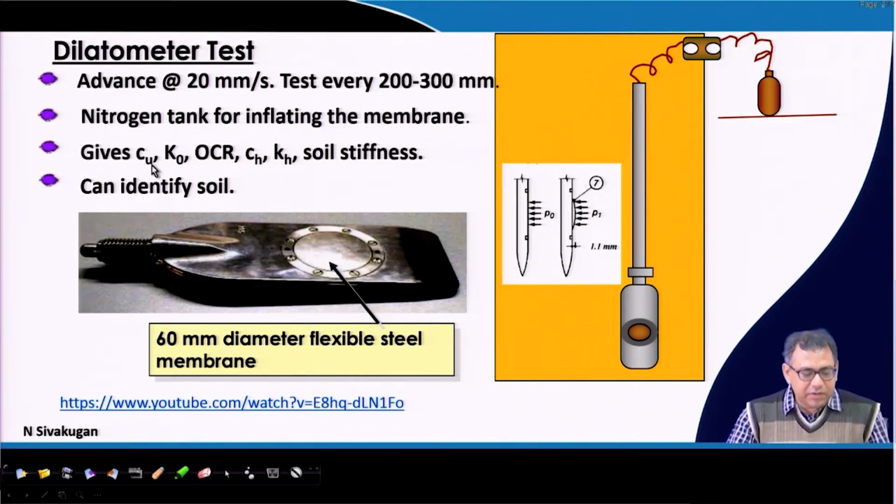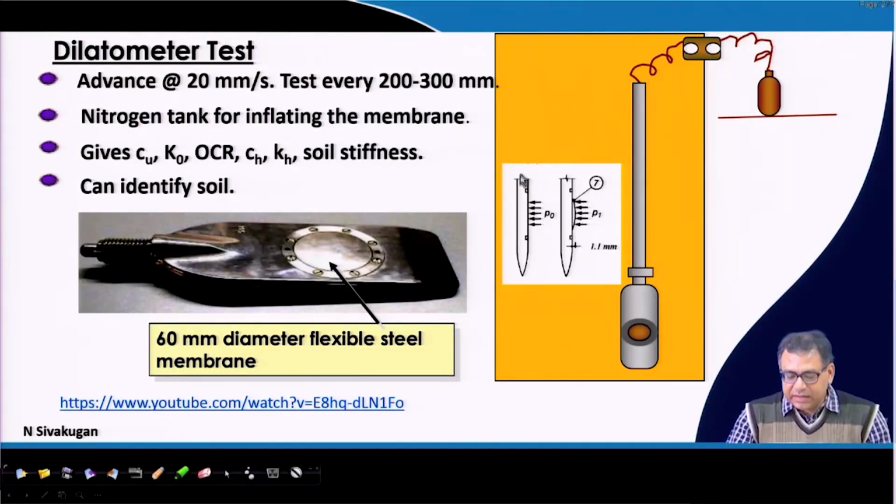So, it will give us the in-situ K0 value, that means the coefficient of earth pressure at rest, the over consolidation ratio, then CH, the coefficient of consolidation in the horizontal direction, KH, the permeability in the horizontal direction, and soil stiffness. It can identify the soil also.